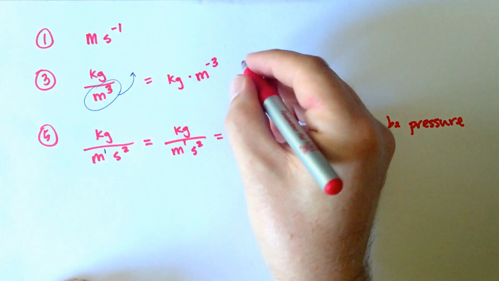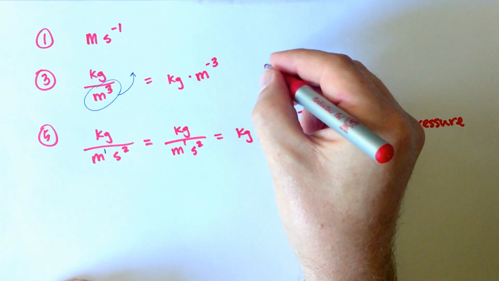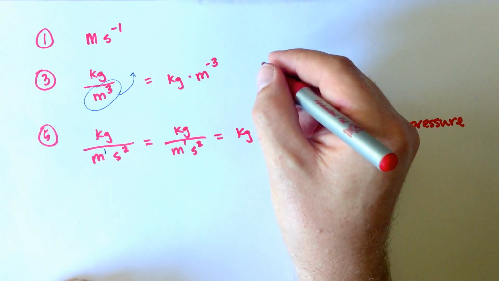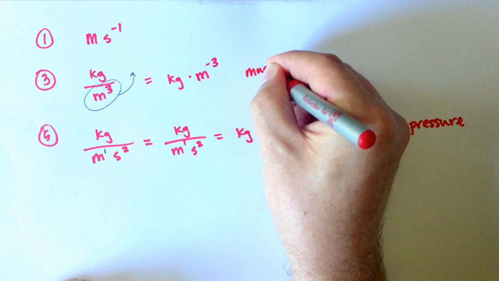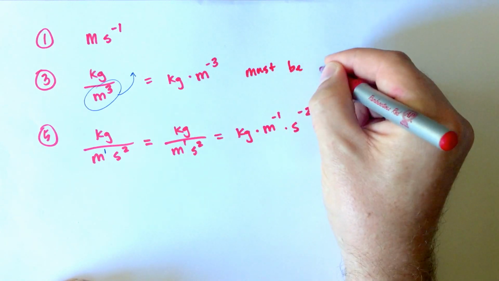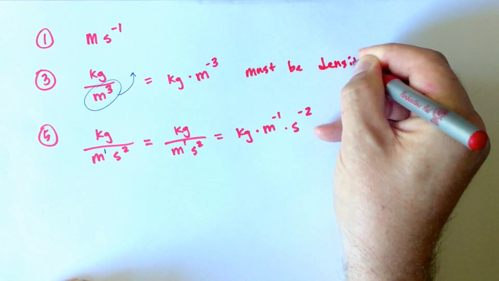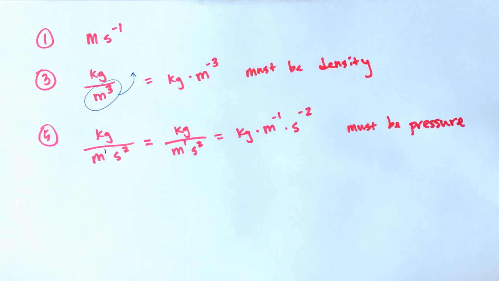And if we did the same thing for number 3, we would see that kilograms times meters to the -3 must be density. All right, moving on. Number 7.